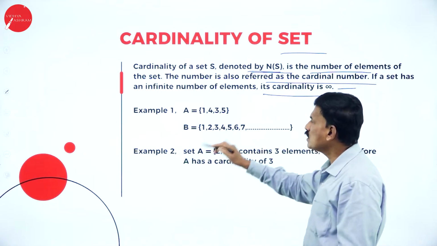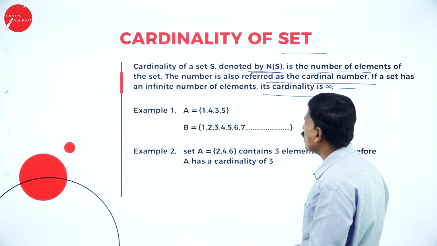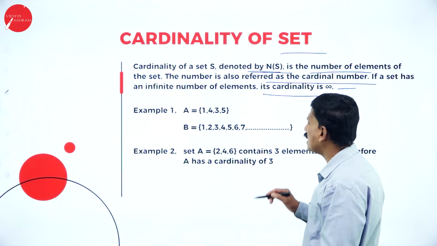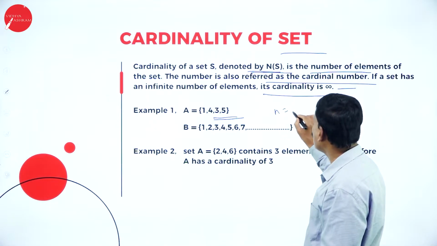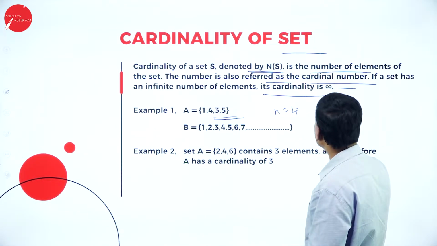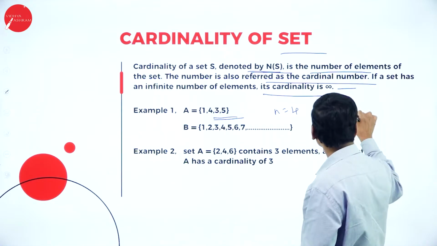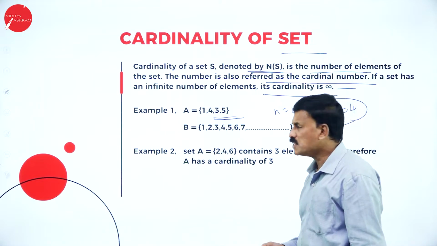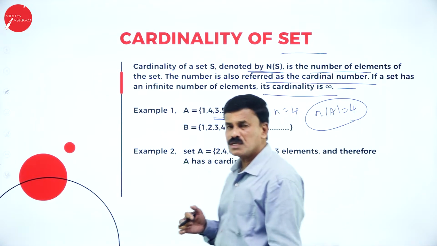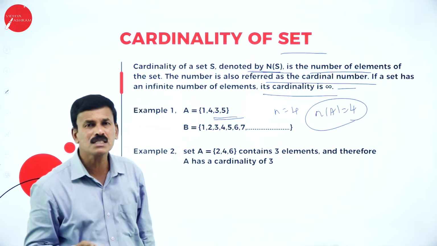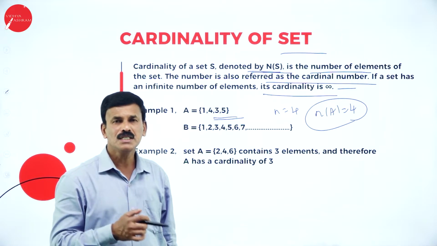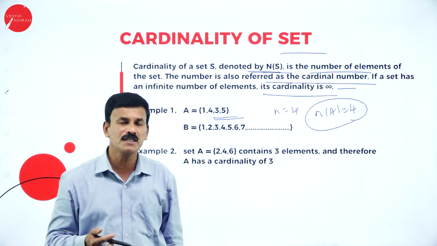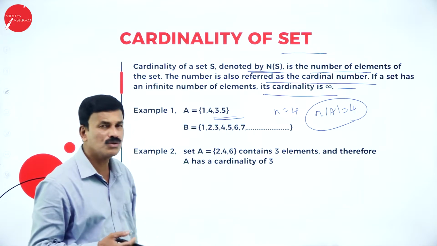Now, let us consider an example. Let A is equal to 1, 4, 3 and 5. These are the elements of the set. Since this set contains 4 elements, the cardinality of this set, n of A, is equal to 4. Here cardinality refers to the number of elements present in the set. Here the set A contains 4 elements. Therefore, n of A is equal to 4.